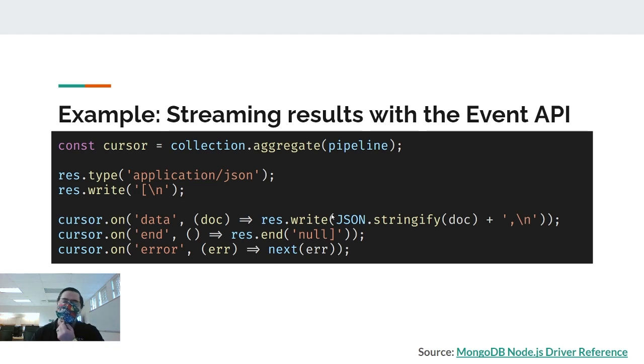Res.write takes a string, so I have to take that data and turn it into a string. So I'm going to use this method that's built into JavaScript, JSON.stringify, which takes the document and turns it into a JSON string. Then I'm going to add in a comma and a new line, right? The comma is to separate adjacent documents. Okay, so that makes sense. I'm writing the results out as I receive them.